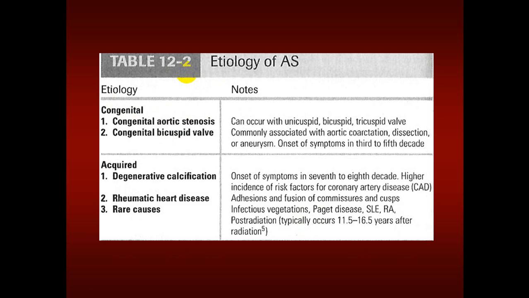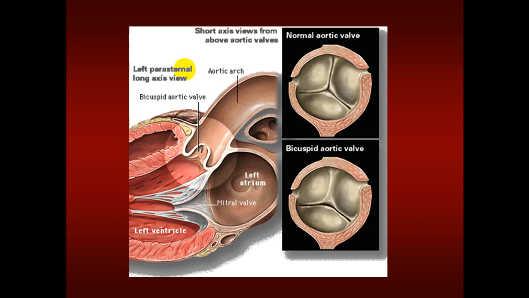There is a higher incidence of risk factors for coronary artery disease like hyperlipidemia. Other causes include adhesion and fusion of commissures and cusps, infectious vegetation, Paget disease, association with SLE and rheumatoid arthritis, and post-radiation, where the incubation period is in general between 11 to 16 years after exposure.